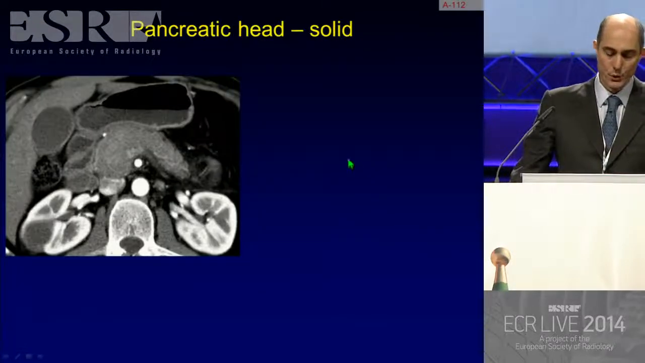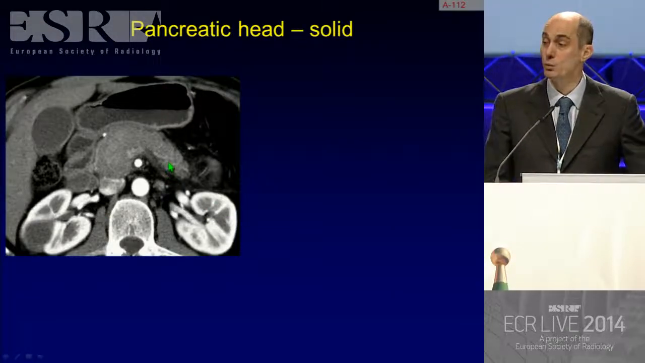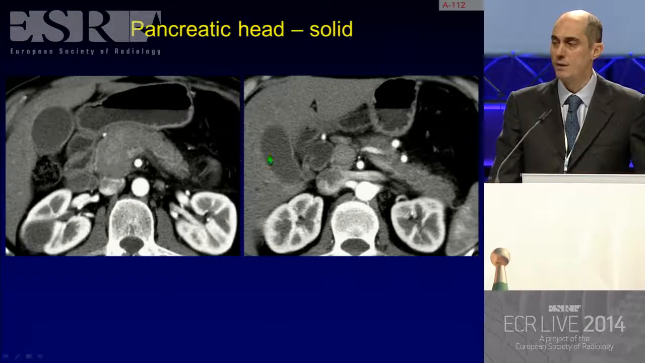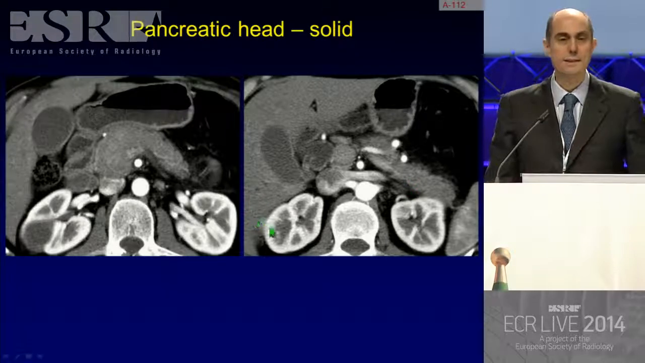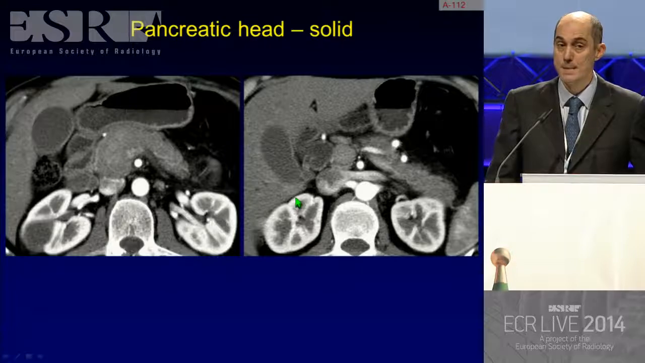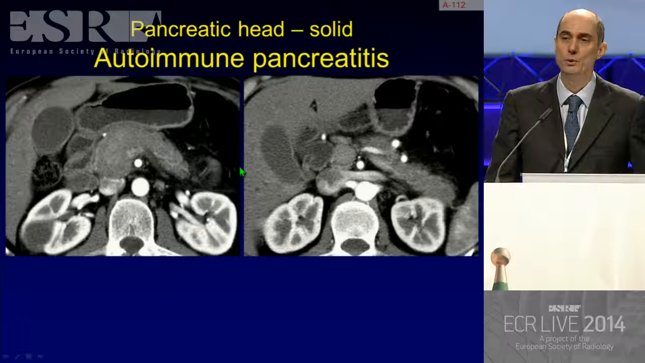And another source of pitfall is represented by this patient, in which we see enlargement of the pancreatic head, whereas the body and tail are of normal size. And this is pancreatic adenocarcinoma. Well, the answer is no. This is a case of autoimmune pancreatitis.